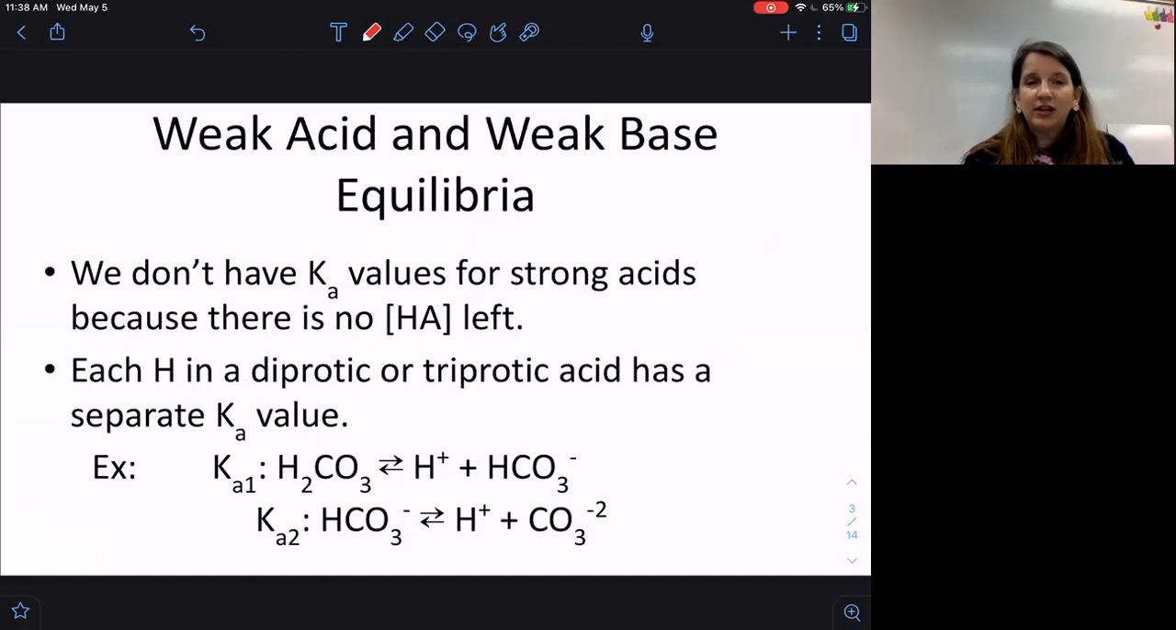And this is what I was just talking about. We don't have Ka values for our strong acids. We don't have Kb values for our strong bases because they have dissociated completely. There is no acid left.